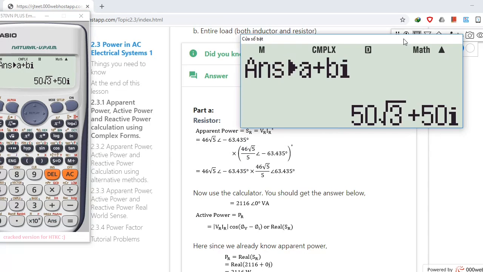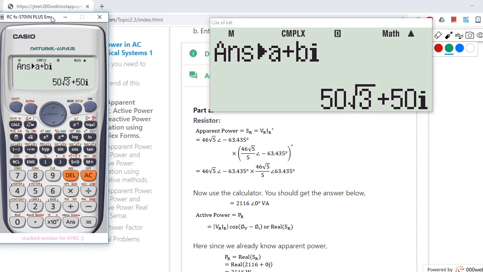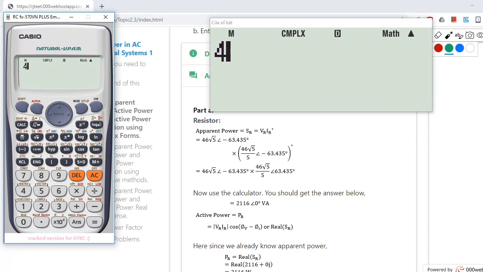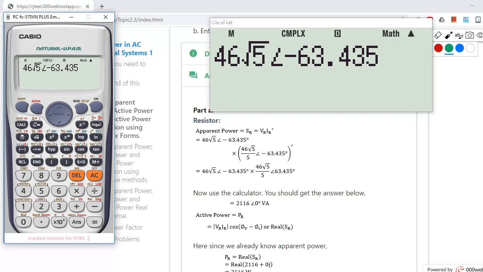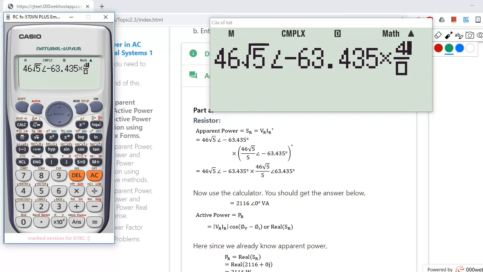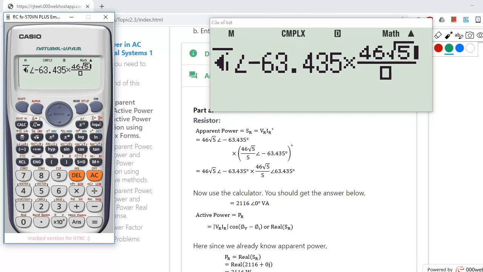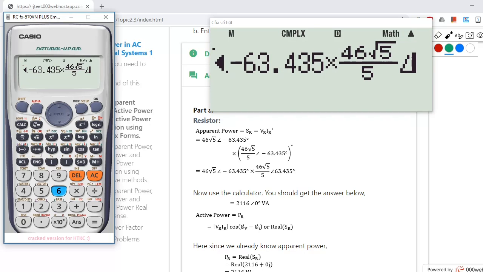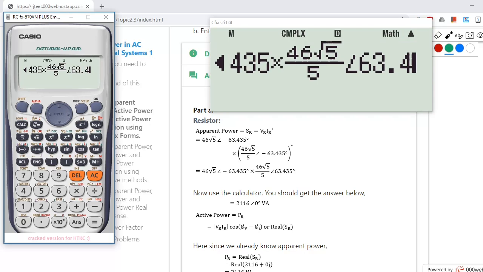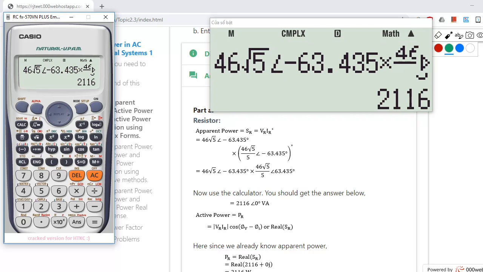So in that case, what I have to do is input these values one by one in the calculator. Root 5 times, and the angle is negative 63.435, and I have to multiply that by 46 times root 5 divided by 5 and take the positive angle 63.435. Right, so I get the answer.